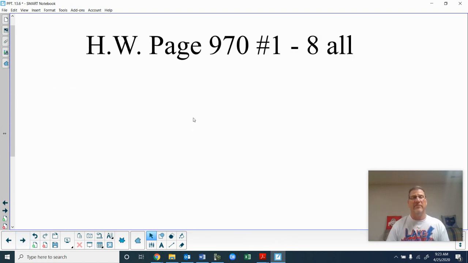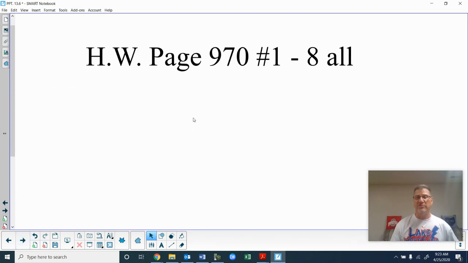But here's your assignment due tomorrow, Tuesday. Page 970, numbers 1 to 8 all. Again, law of cosines, but you will also be using the law of sines. So hopefully this makes sense to you.